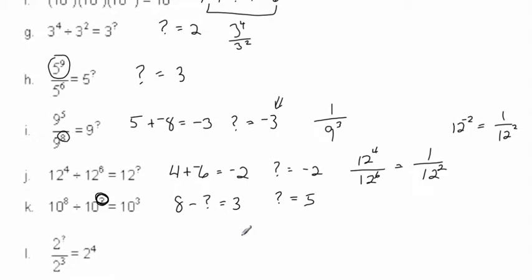Okay? And 2 to the blank over 2 to the 3rd equals 2 to the 4th. So again, we have it set up so I'm going to take the question mark minus the 3 at the bottom, and I have to get 4. So let's change this to same change switch. So it's blank plus a negative 3 equals 4.